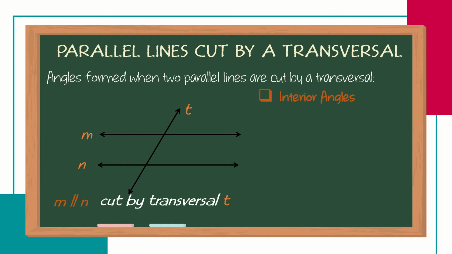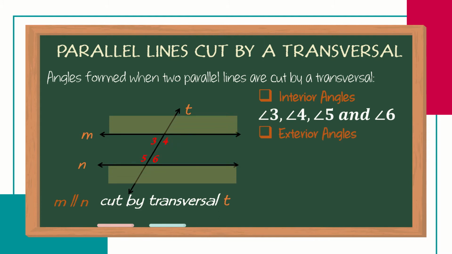When we say interior angles, these are the angles inside the two parallel lines. For the same illustration, the interior angles of line M parallel to line N cut by transversal T are angle 3, angle 4, angle 5, and angle 6. Again, these are the interior angles. Next, we have the exterior angles. The exterior angles of the parallel lines M and N cut by transversal T are angle 1, angle 2, angle 7, and angle 8.